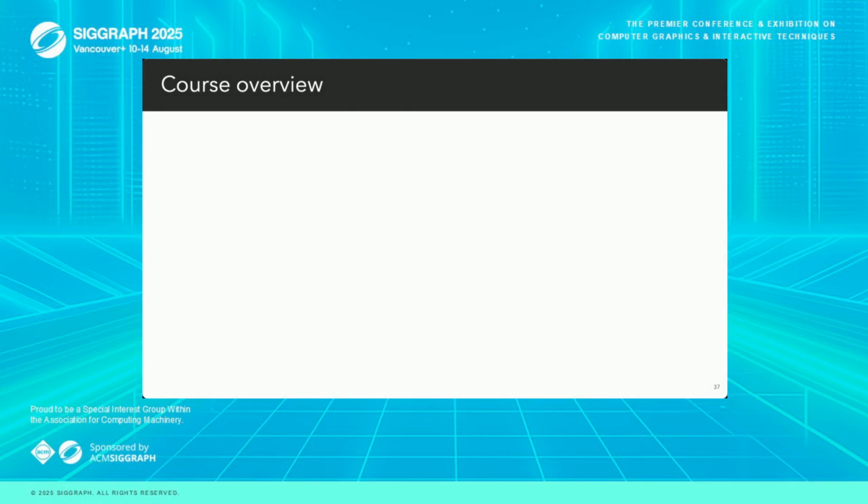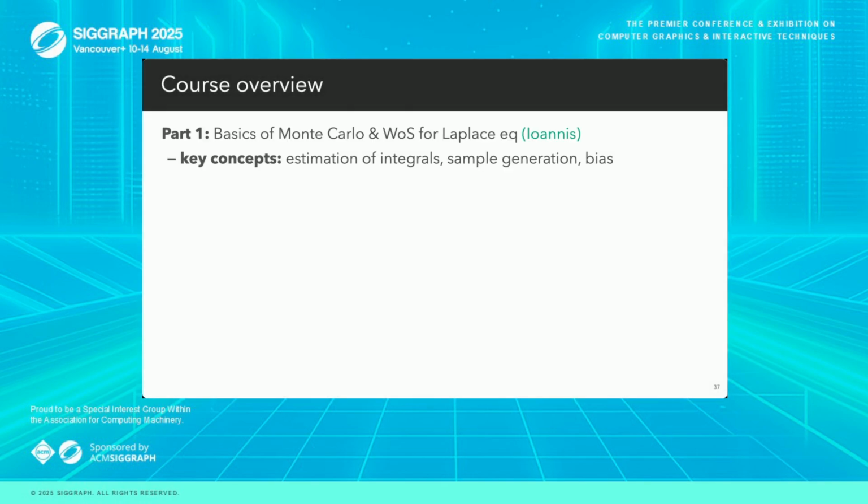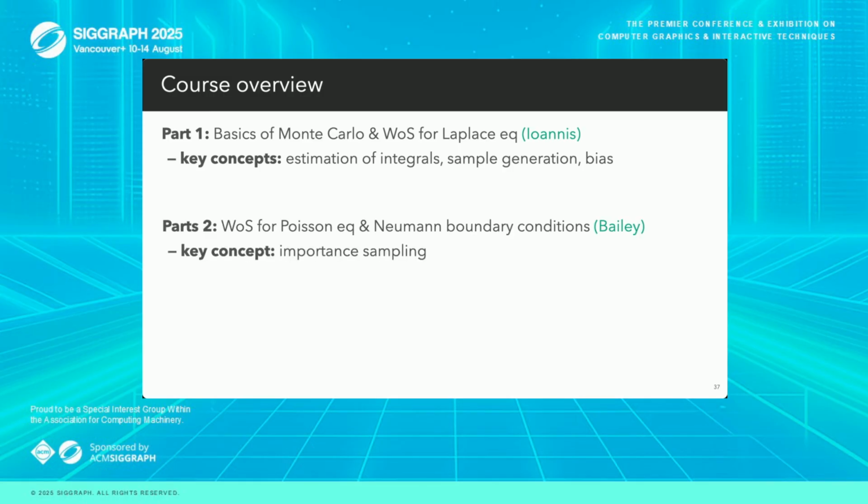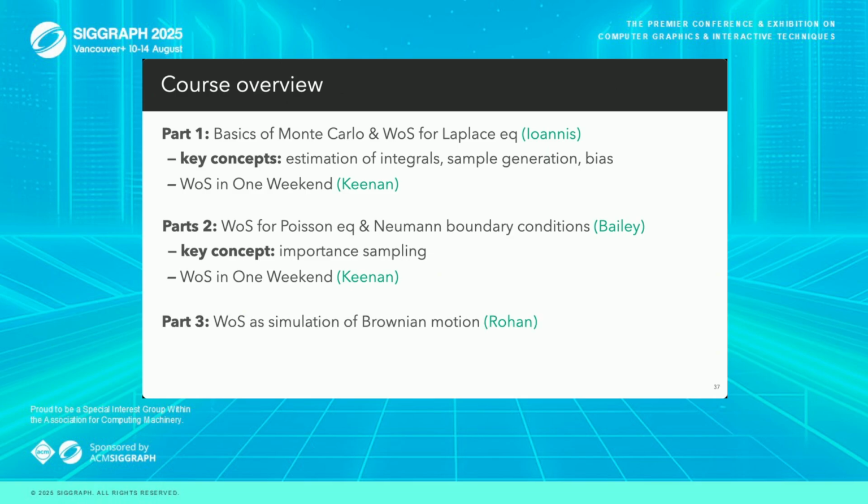Okay, so what are we going to do today? Part one is just going to be basics of Monte Carlo and looking at a walk-on spheres estimator for this first problem, this Laplace problem, with Ioannis. Part two, Bailey is going to walk us through the walk-on spheres for a slightly more interesting PDE, the Poisson equation with Neumann boundary conditions. I'm going to step in at a couple points and show how to actually do this in code, so there'll be a nice mix of theory and practice throughout the course.